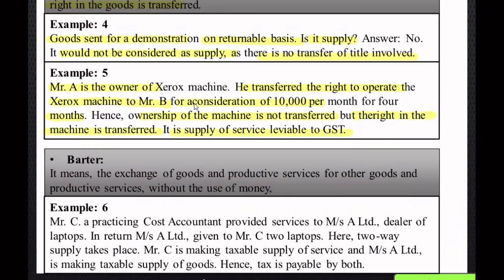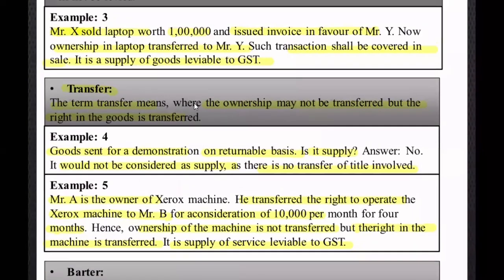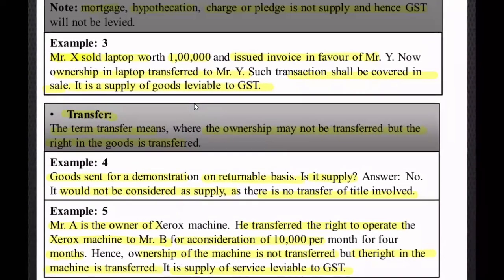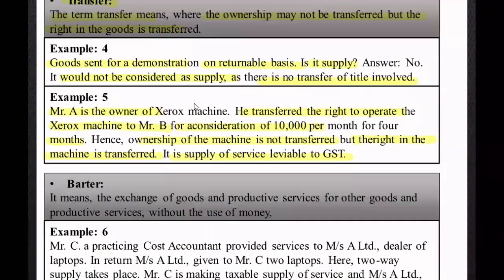Why supply of service? Because he's not giving the title in goods. He's just giving him the machine to use. So sell is clear to everybody, and transfer as well. Both have the same meaning where a right has been transferred, and consideration is one of the most important aspects in a sale and transfer case.